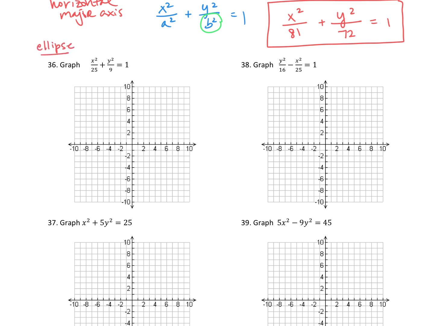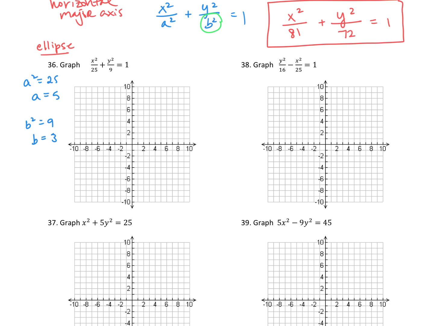All right, so in an ellipse, let's just remember a couple things. Our a squared is always going to be the larger denominator. That's going to be that 25. So our a squared is 25, which means that a is 5. That's where our vertices will go. Our b squared is that smaller denominator of 9. So if b squared is 9, that means that b is 3.